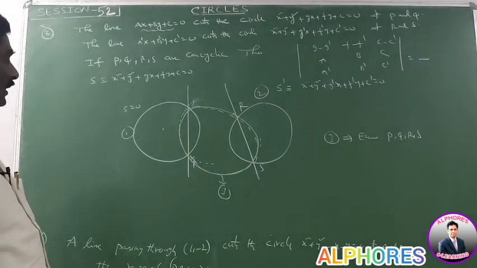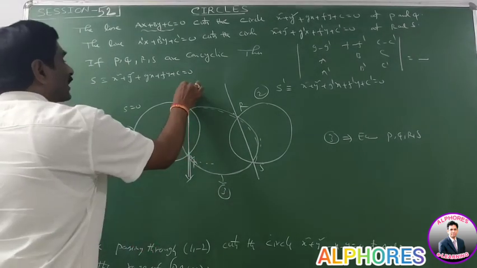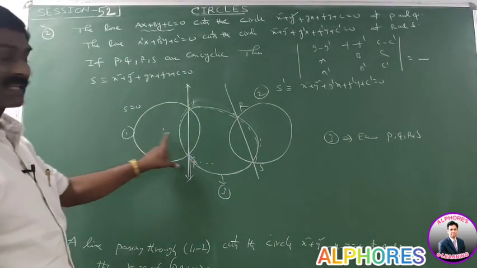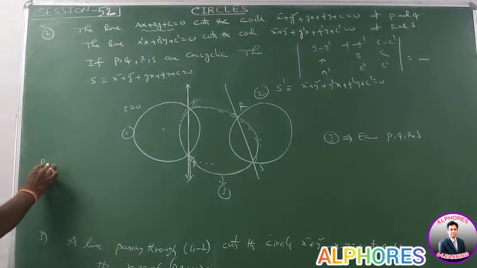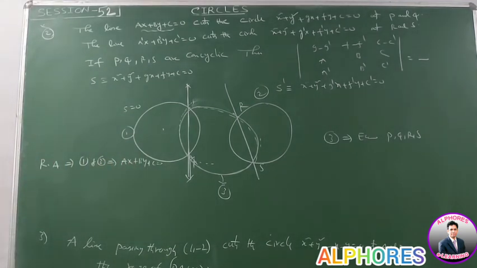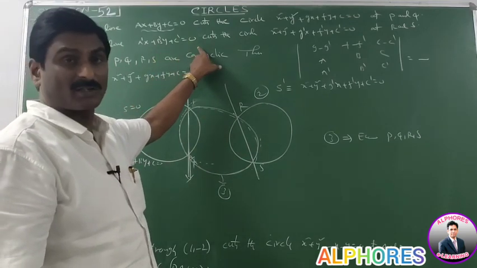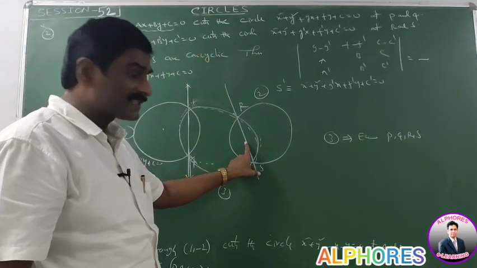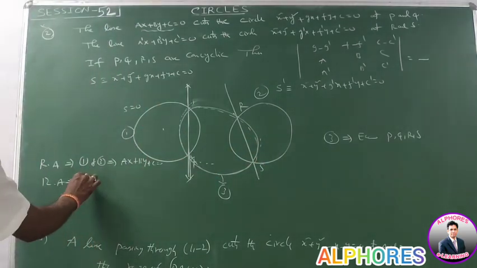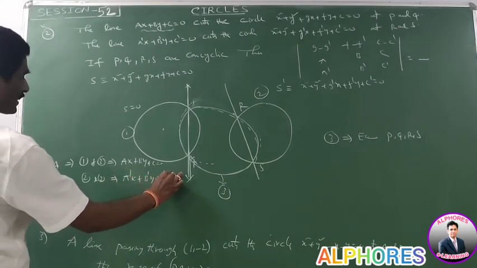Please observe these points. For the circles 1 and 3, this is the common line, that means it is the common chord. Common chord is nothing but the radical axis of the circles 1 and 3. Radical axis for the circles 1 and 3 is ax plus by plus c is equal to 0. Next, for RS, the equation of the line RS is a dash x plus b dash y plus c dash is equal to 0. It is the radical axis for the circles 2 and 3.